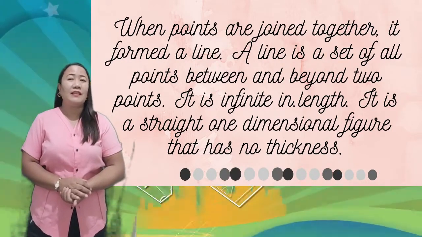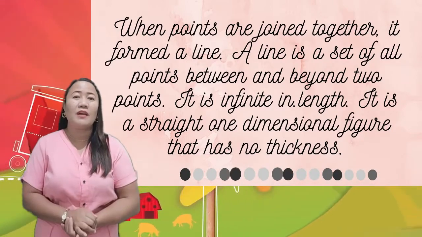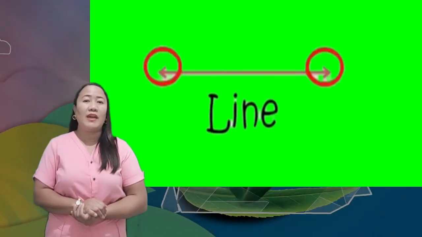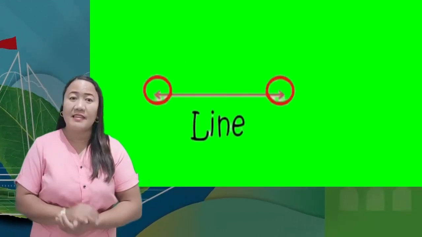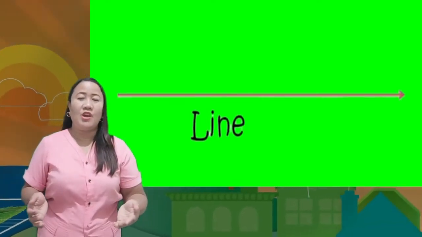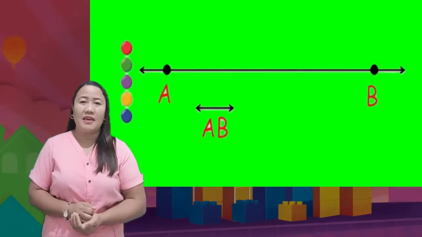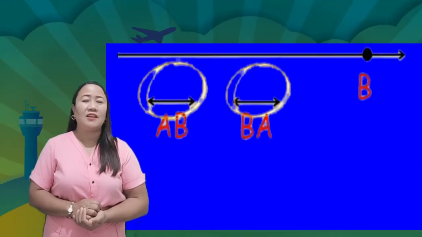It is infinite in length. It is a straight, one-dimensional figure that has no thickness. A line in geometry is represented by 2 arrowheads on both sides. This represents that a line can extend endlessly. We can name the line using letters such as line AB or line BA, and we use this symbol to represent a line.